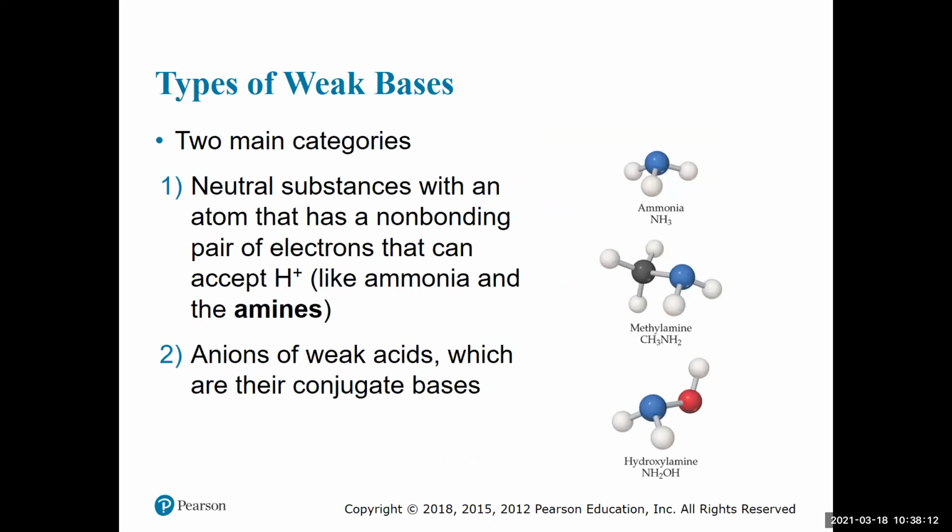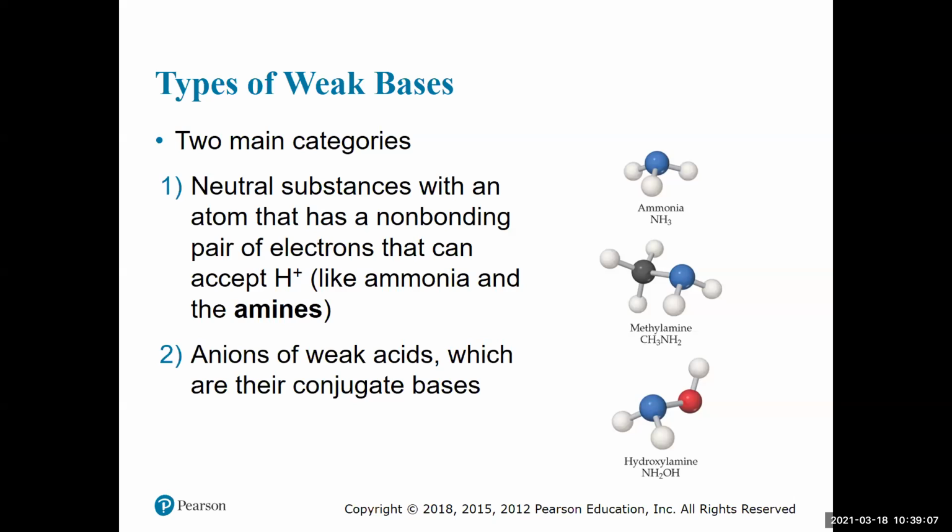So there are two types of weak bases. There are neutral substances, and as I said before, they usually have that nitrogen in them. The reason for that is that non-bonding pair of electrons, that lone pair of electrons on the nitrogen. And these amines, and here are three examples of them on the right-hand side: ammonia, NH3, methylamine, CH3NH2, and hydroxylamine, NH2OH. So these are just three examples of amine type compounds. These tend to be weak bases. There's tons of these kind of compounds in the world.